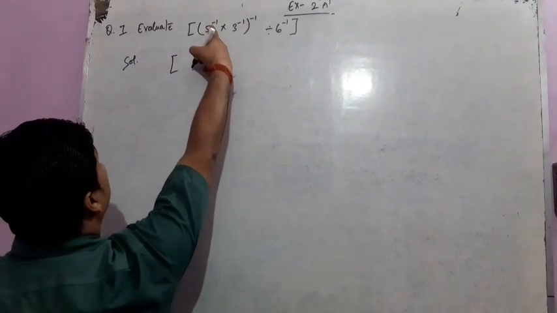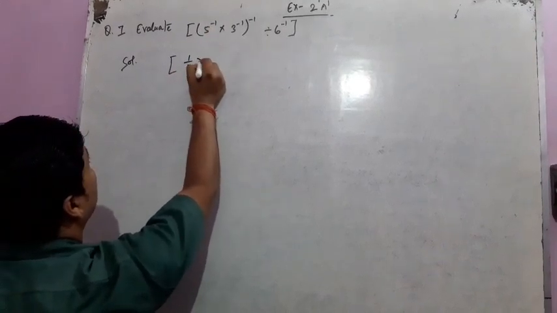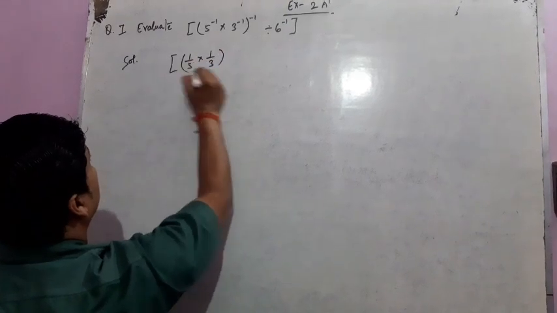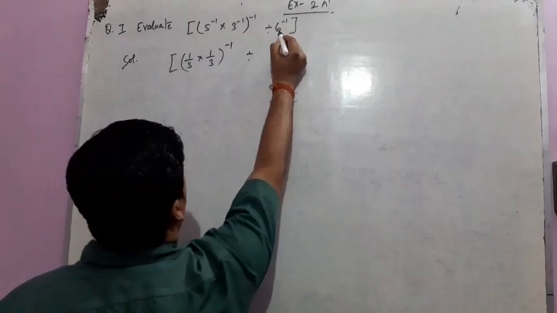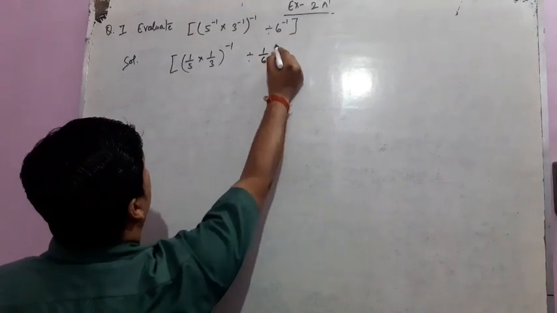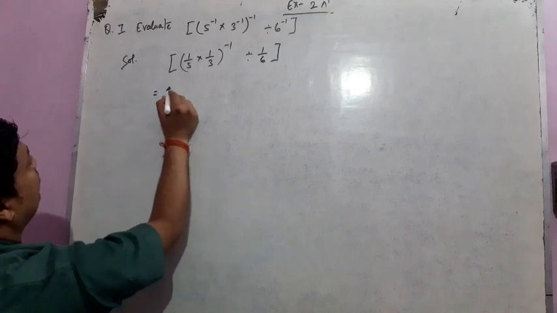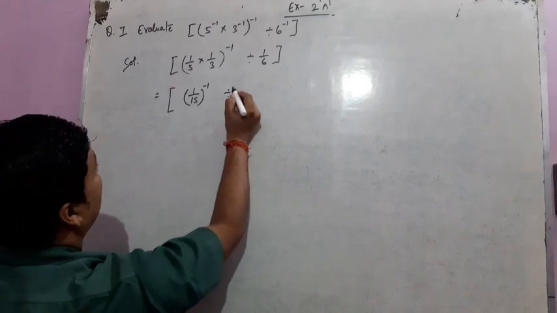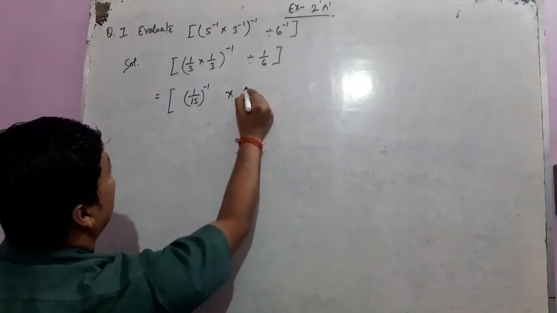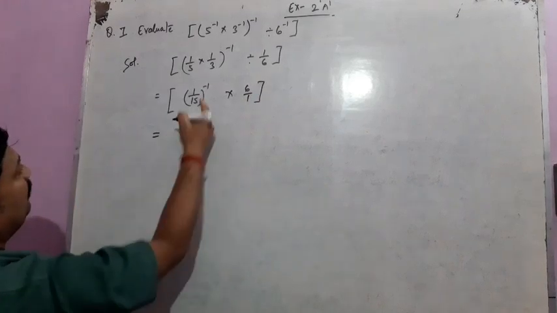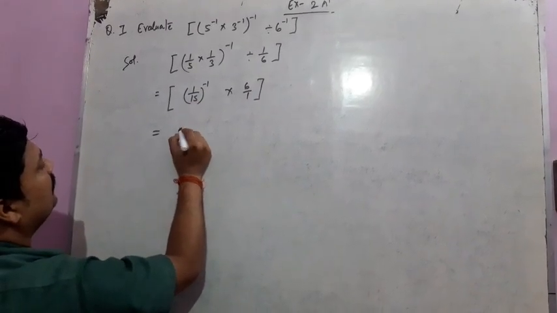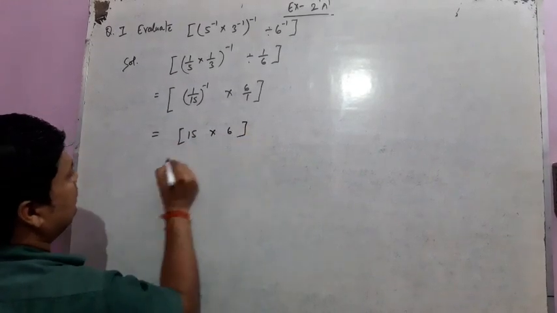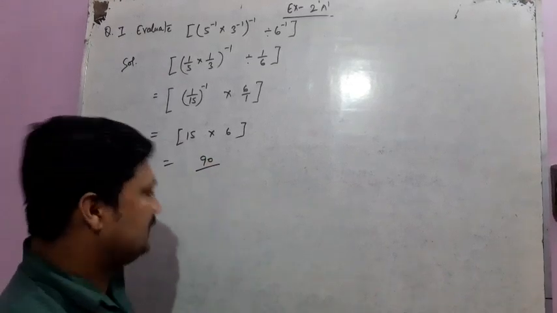first for removing this minus sign we have to write the reciprocal of this fraction, 1 by 5. Again for removing the sign we have to write the reciprocal of this fraction, and here to the power minus 1. Again for removing this minus sign, we have to write the reciprocal of this fraction. Now 1 by 15 to the power minus 1 divided by 6 to the power minus 1. When divide turns into multiply, the next fraction becomes its reciprocal, 6 by 1. Now for removing this negative sign, we have to write the reciprocal of this fraction, 15 into 6, that is equal to 90. That's the answer.